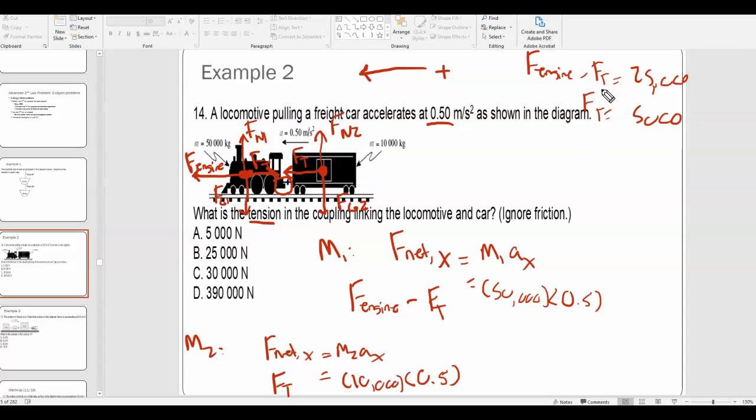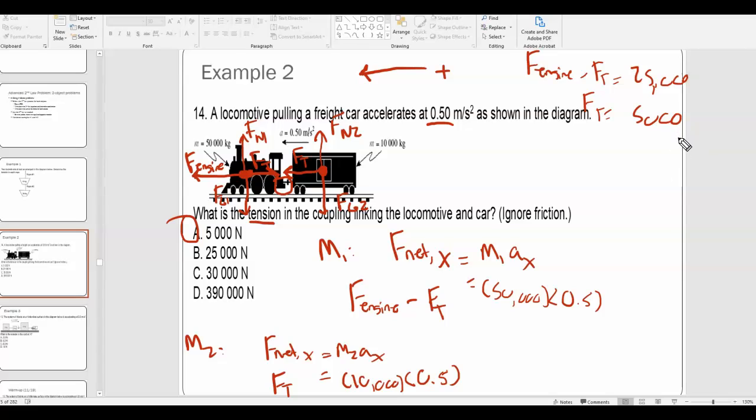Okay, my system was too easy to solve. I didn't even have to do elimination because Ft is already solved right here. And so the answer to the question is A. The more interesting question to have asked would have been, what is the force from the engine inside the locomotive? So see if you can figure out what F engine would have been. That's more of an interesting question.